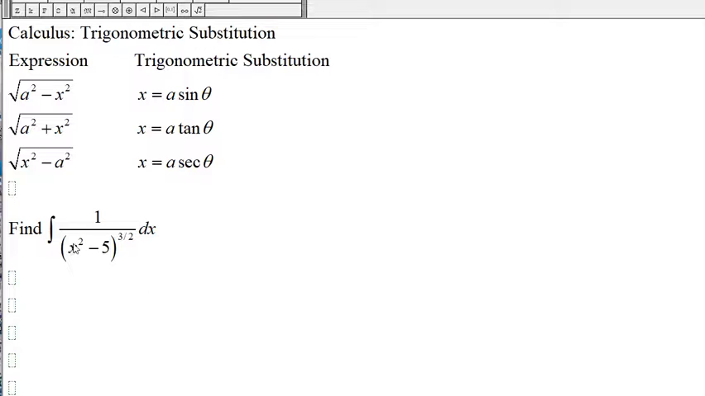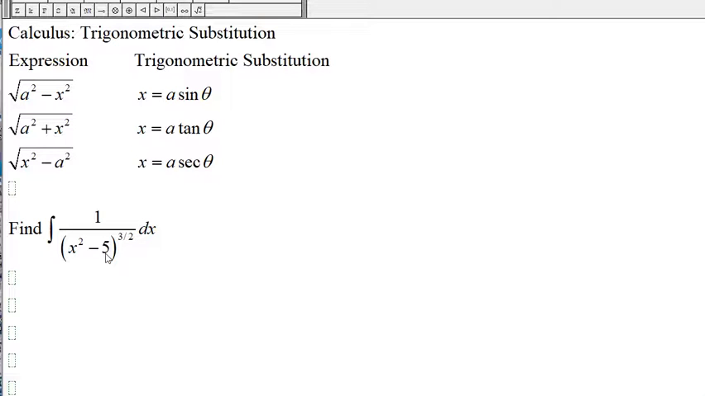Here we want to find the integral of 1 divided by (x squared minus 5) to the 3 halves. Think of this expression as x squared minus a squared. And so we will use the suggestion of letting x equal to a times secant of theta.